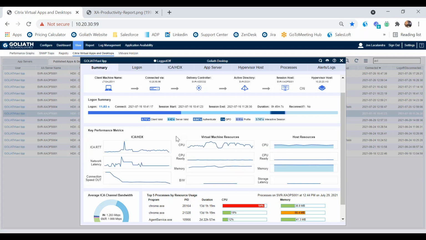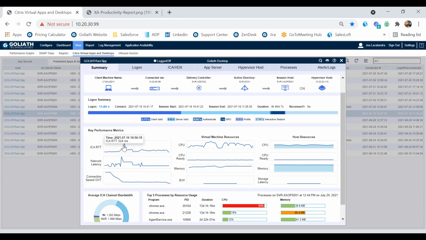So now to go about actually finding out the problem, they're able to use the information that's right in the same screen. They're able to see the performance of the session host, performance of the hypervisor host, but most uniquely, when it comes to remote workers, they're able to see the connection of the user from their location. And that's what this connection speed metric is right here.